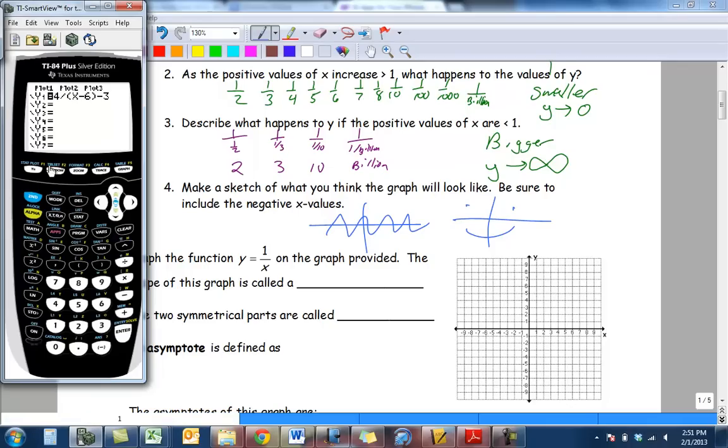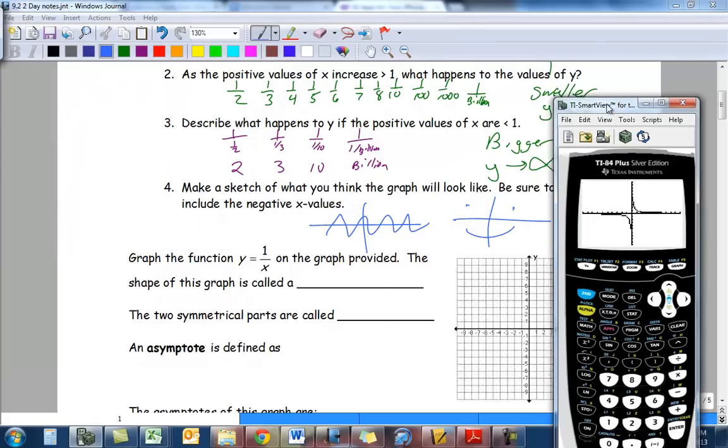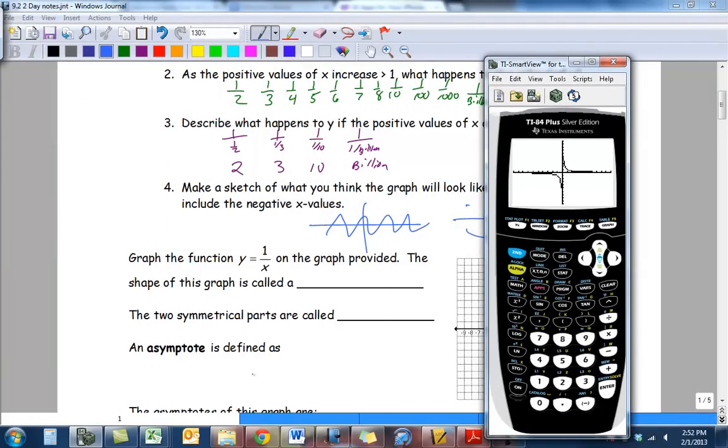We're going to graph y is equal to 1 divided by x and press graph. How about that? Looks like that, right? Got these two little arms here. So here's the thing. We graphed a shape like this back when we did conics. What do you think it was called? This is a hyperbola. The shape of this graph is called the hyperbola.